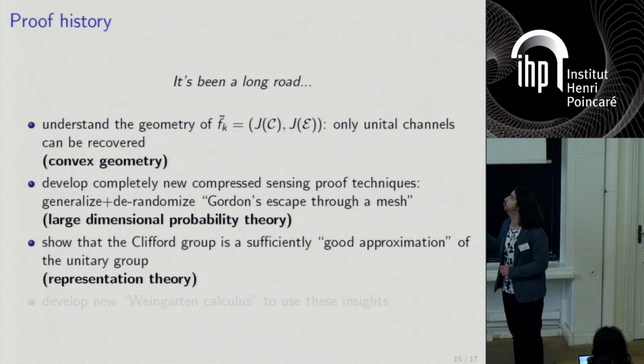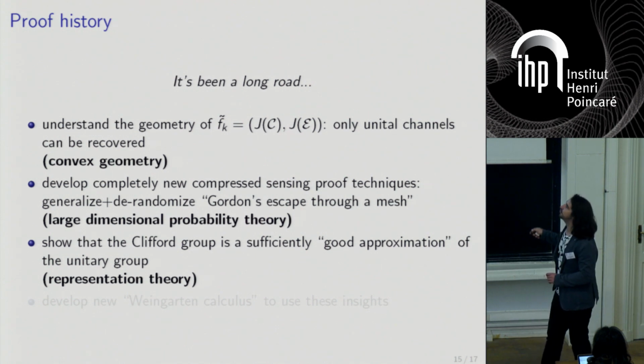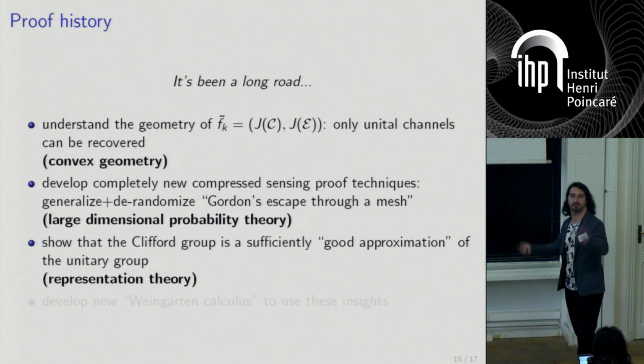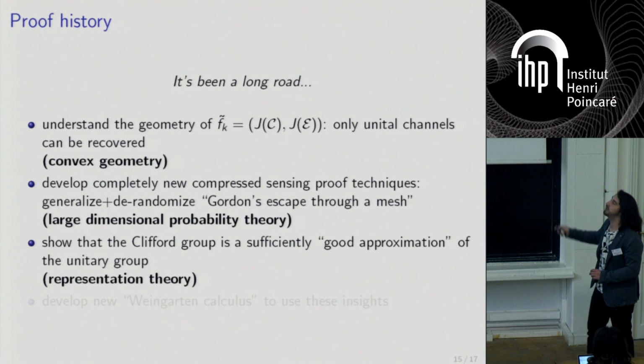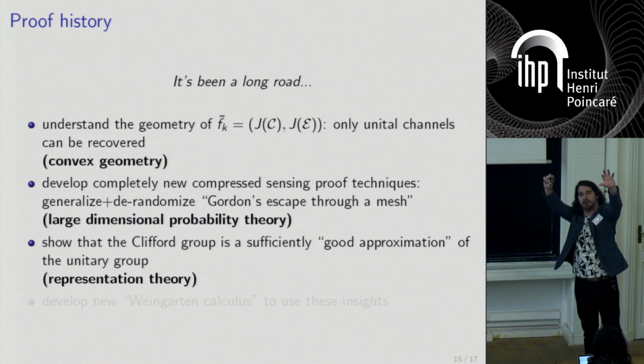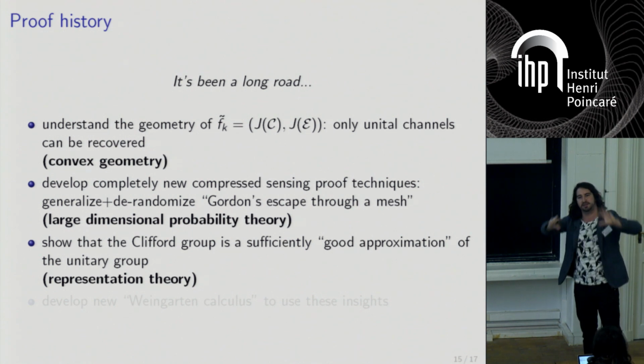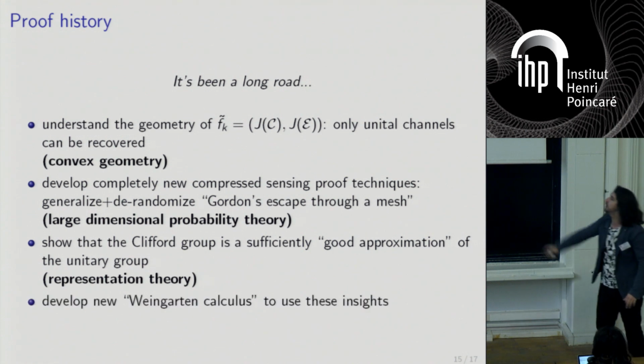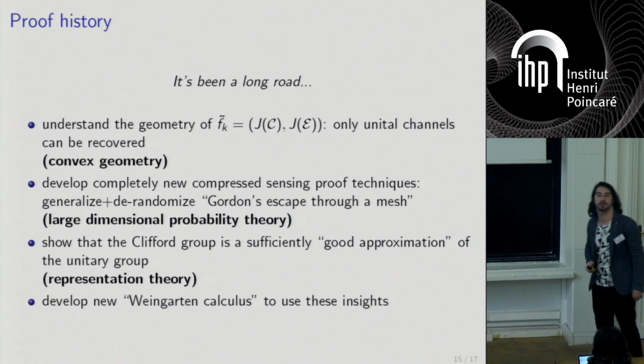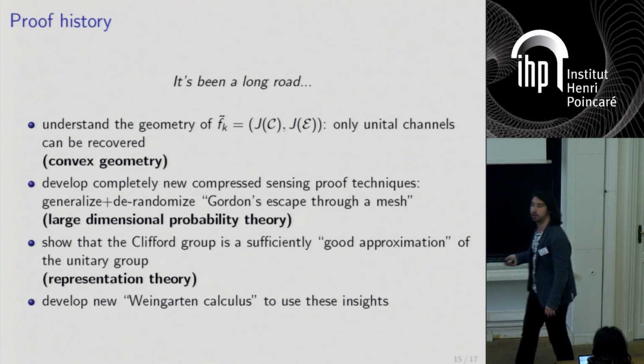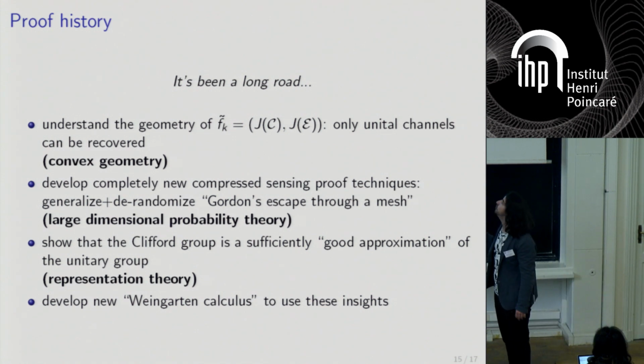And to make matters worse, even if we understand the representation theory of the Clifford group, like something like a Schur-Weil duality, say, then these things are still complicated because you apply a unitary on one part of a system, but you have a second part of the system as well, and then you have to compute averages of tensor products. Well, we also had to develop a new kind of Weingarten calculus to do that, actually. So that's a short proof history.